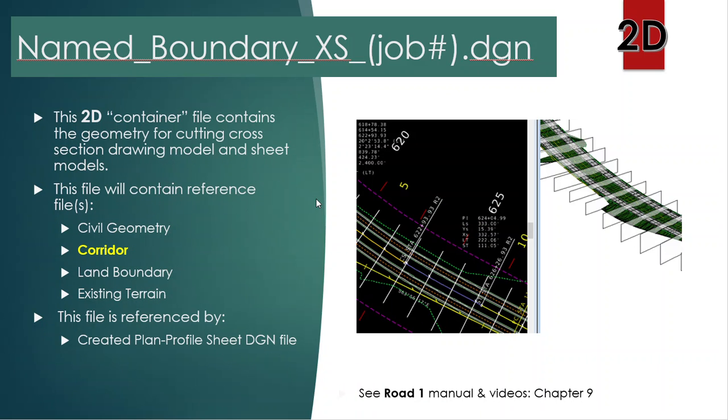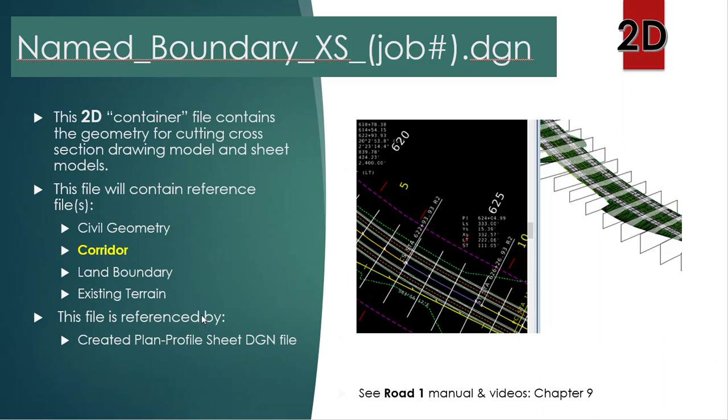Name boundary cross section is a 2D file as well. This 2D container file contains the geometry for cutting cross section drawing models and sheet models. Again, you can use live nesting for this. It's a container file, so we can live nest our corridor in and get all the other information in there. Make sure you make your terrain active and go from there. Create on your cross sections, you have to have the 2D and the 3D models for it to work, then you're good. This file is referenced by the created plan profile.